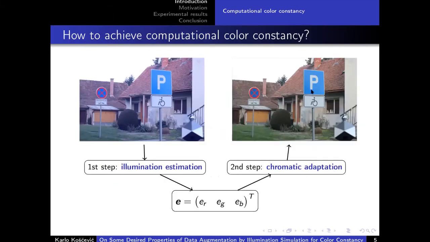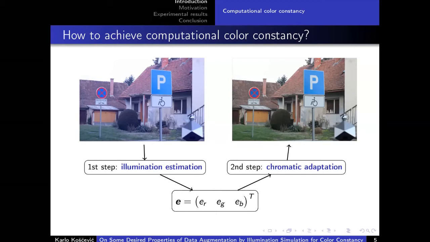And how is this achieved? It is achieved in two steps. The first step is called illumination estimation, and the second step is called chromatic adaptation. As you may already assume from the name of the first step, in the first step we are estimating the illumination from the image. Here we are given a set of pixels which represent an image, and from the set of pixels we have to estimate one or multiple vectors which represent one or multiple illuminations in the scene.